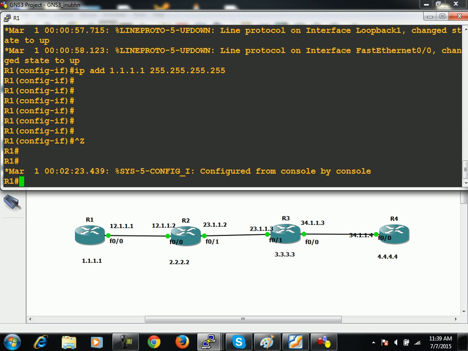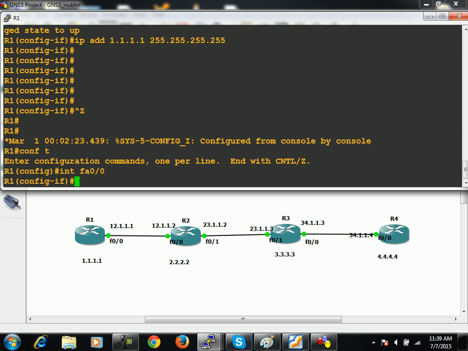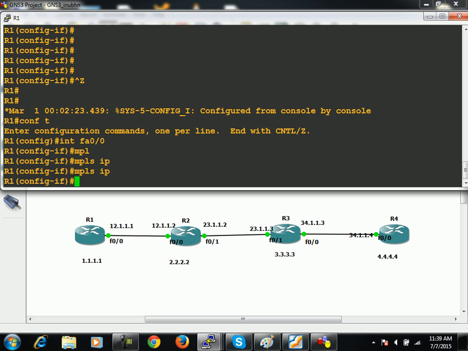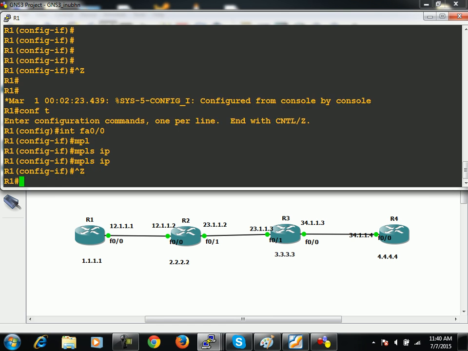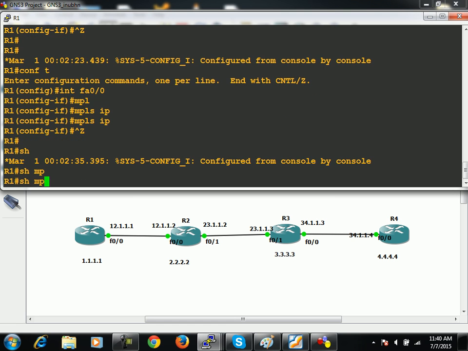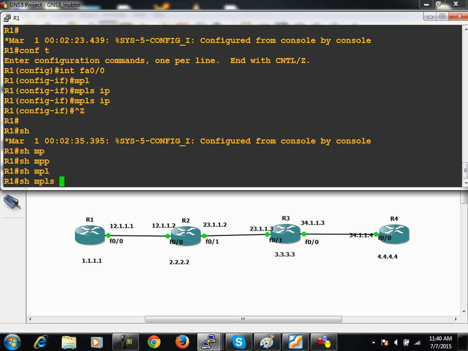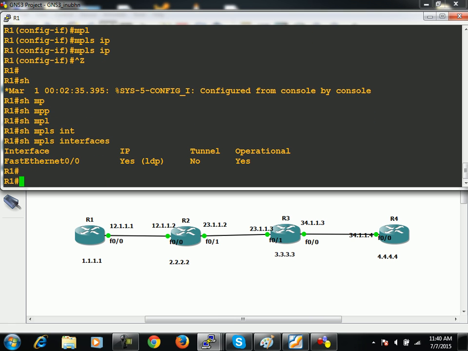He wants to enable MPLS. Go to FA0/0, say MPLS IP. That's it. We wanted to enable MPLS onto this interface. We have enabled it. To see that, show MPLS interfaces. What is running?